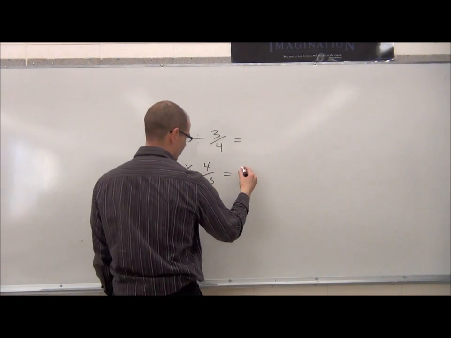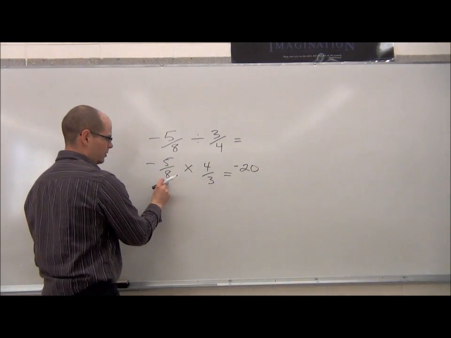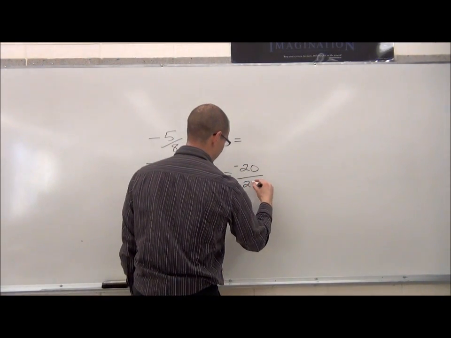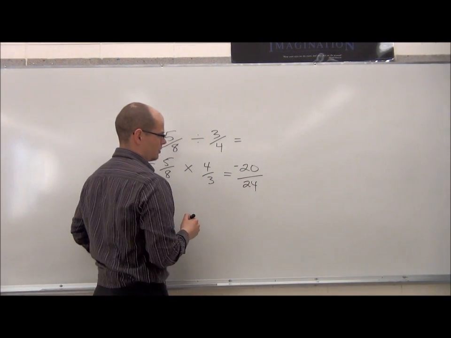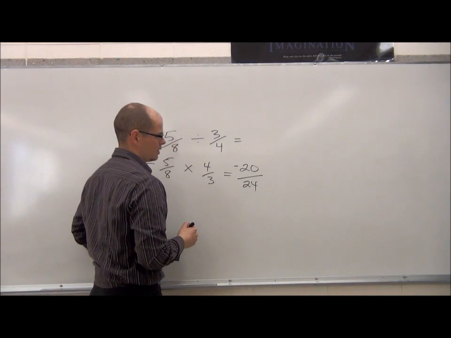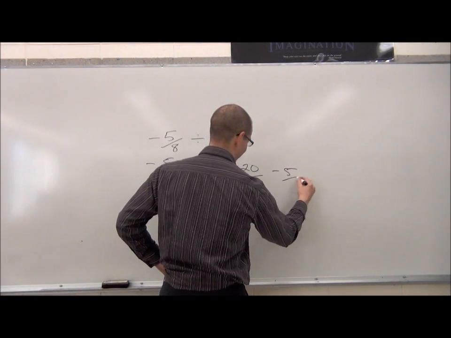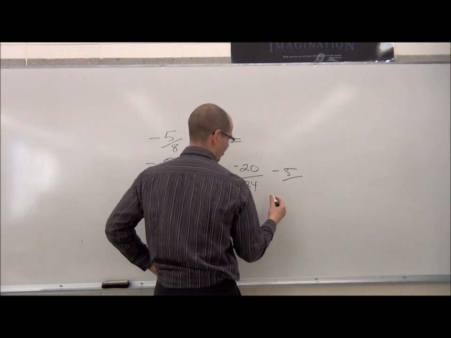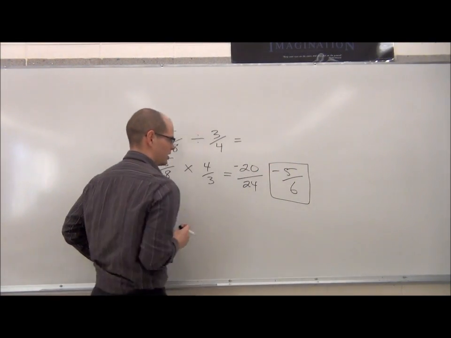Numerator times numerator, well, 5 times 4 is 20, and there's a negative sign. And then on the bottom, 8 times 3 is 24. So I just gotta put that in lowest terms. You can divide the top and the bottom both by 4. Negative 20 divided by 4 is 5, and 24 divided by 4 is 6. So this gives us negative 5/6 as a final answer.